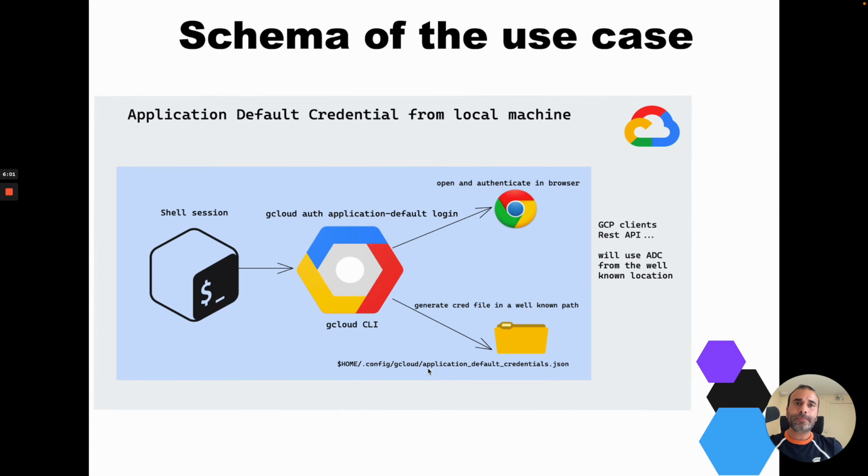It will generate this credential file in this well-known location, and then all the Google Cloud clients, REST APIs, and others will use ADC and will be able to authenticate to Google Cloud via this credential file from the well-known location. We will see that this technique is very interesting and more secure.